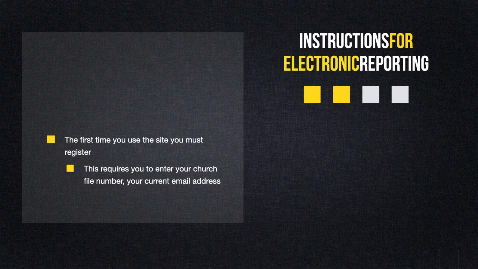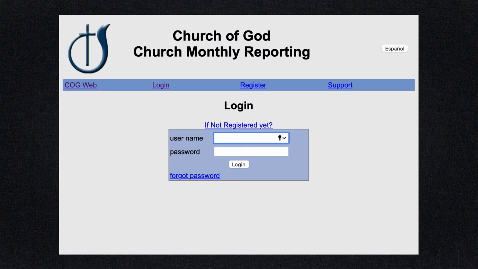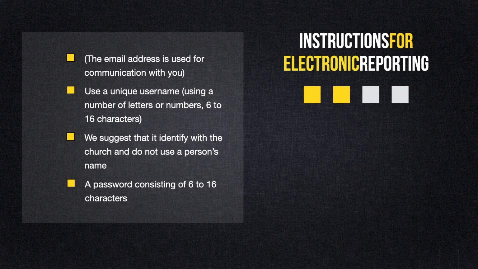The first time you use the site, you must register. This requires you to enter your church file number and your current email address. The email address is used for communication with you. You will need a username using a number of letters or numbers, 6 to 16 characters. We suggest that the username identify with the church and that you do not use a person's name. You also need to create a password consisting of 6 to 16 characters.